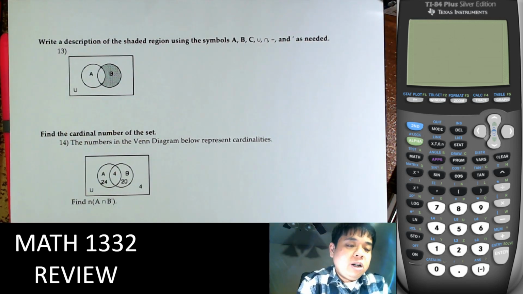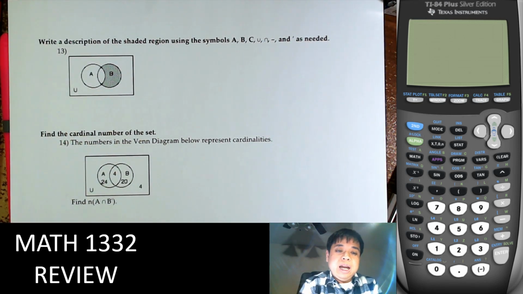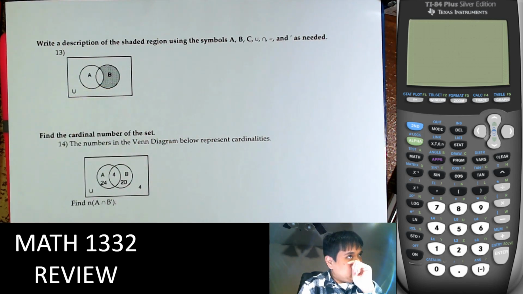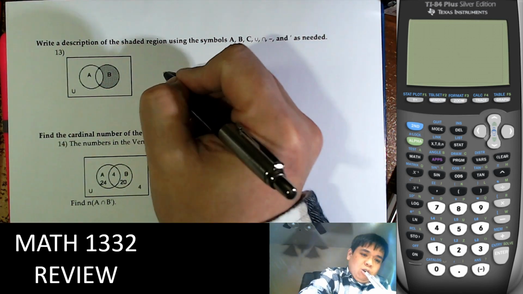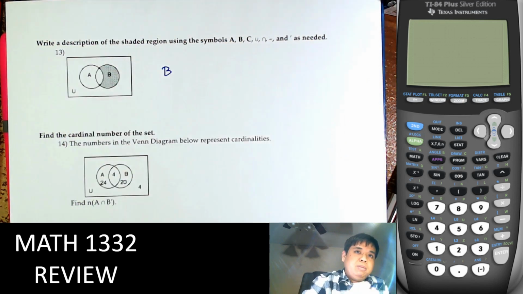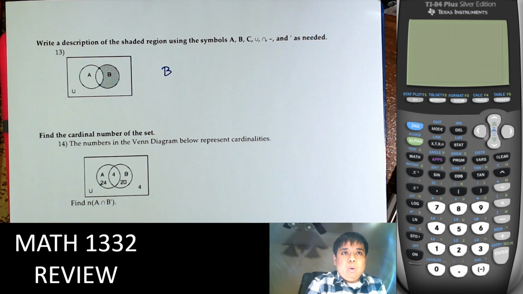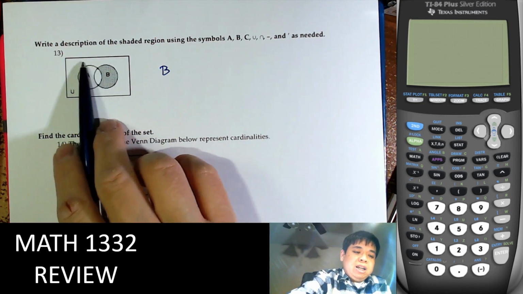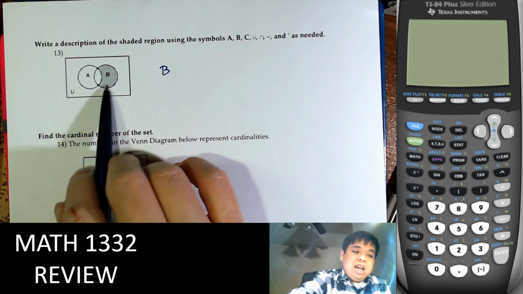I'll write a description of the shaded region using A, B, C, union, intersection, difference, or complement. So what we have here is it is in B and only B, right? If we write B, it's not going to be good enough because we have to exclude the intersection between A and B too. So we say B, and then outside of A, because anything in A does not count.